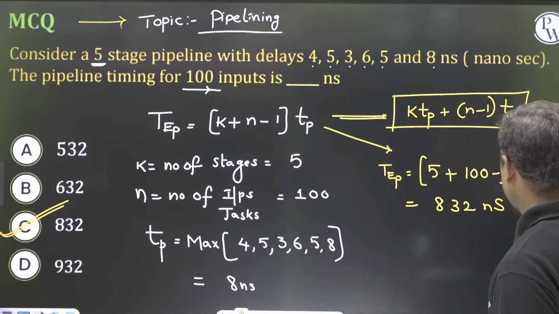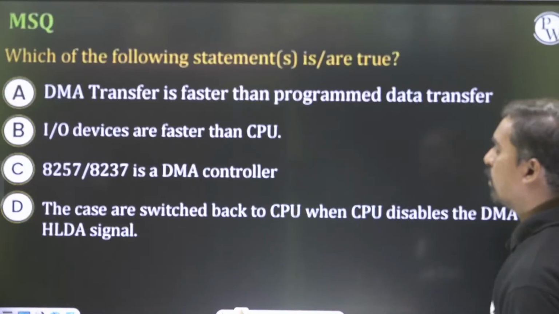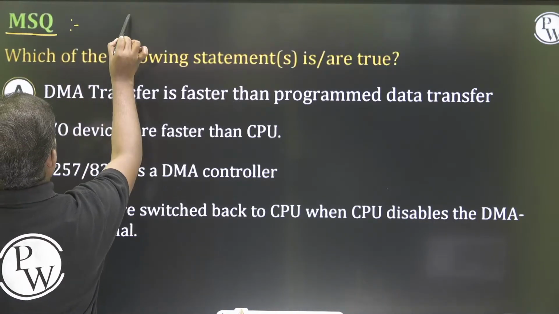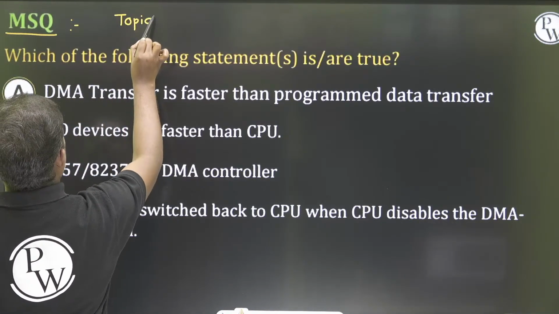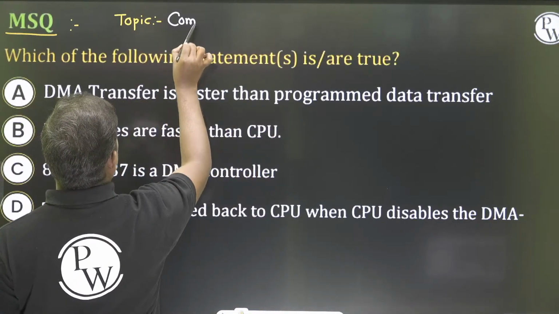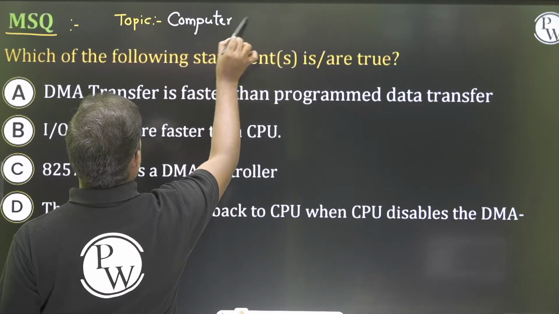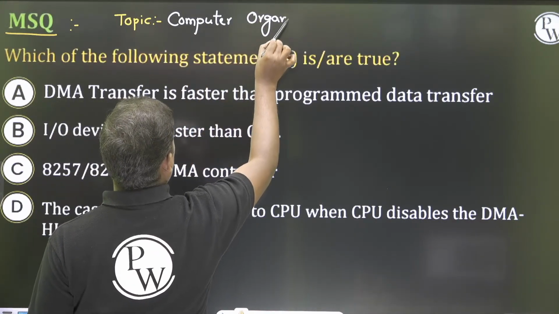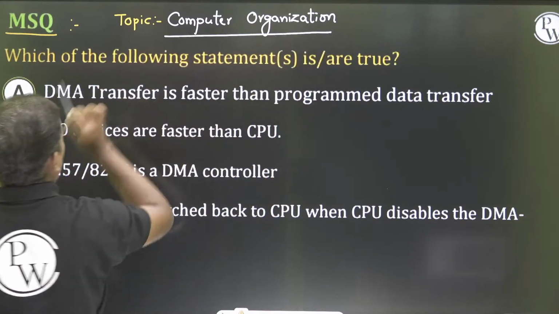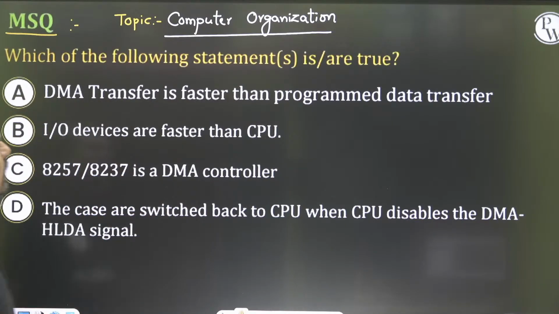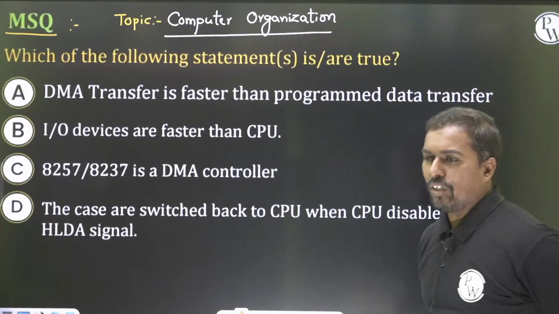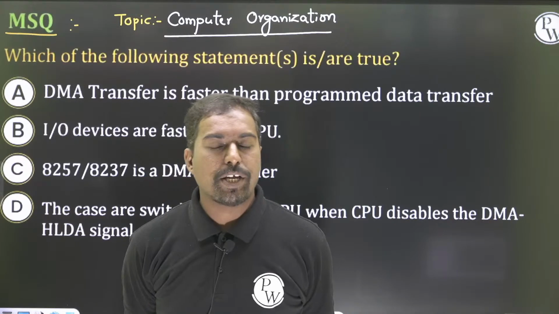Quickly, let us go for the next question. This is an MSQ. The MSQ question is related to computer organization, about the blocks of organization. Which of the following statements is true? This question is related to the DMA. I think all of you know about the DMA. DMA means direct memory access.